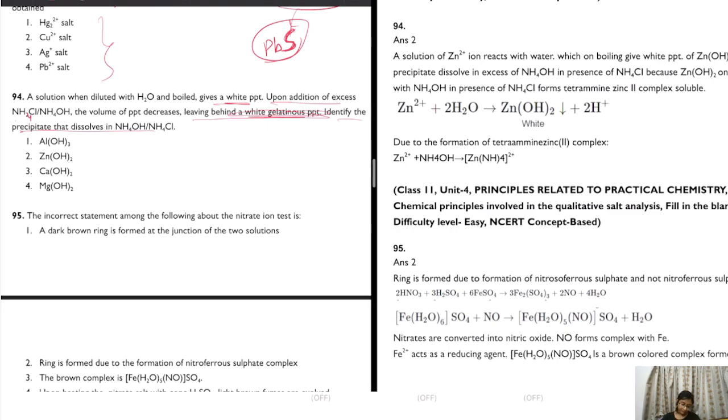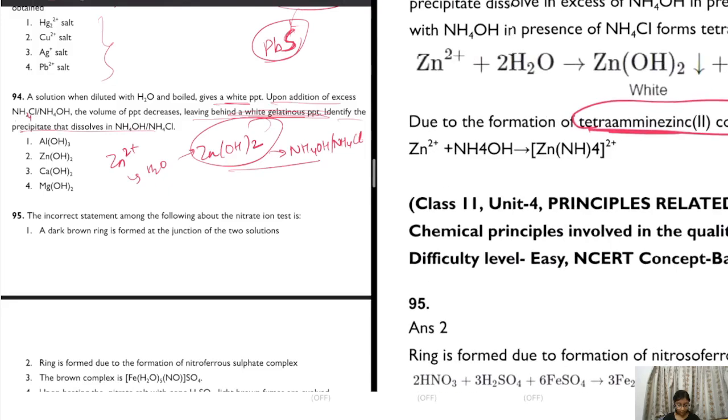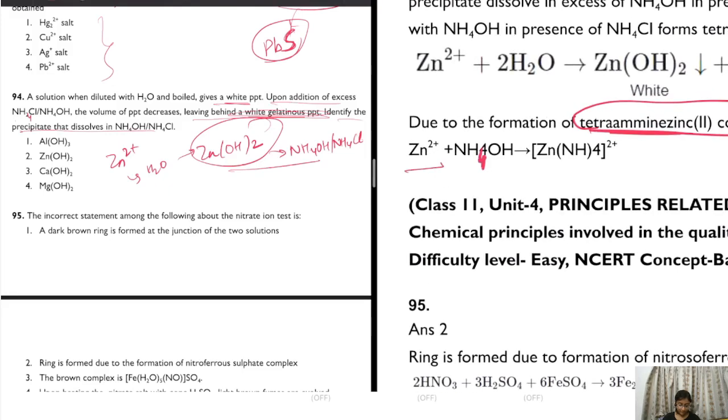See what happens here is zinc ion is there. Whenever it reacts with water, we have a white PPT of Zn(OH)2. Okay? And it will dissolve in excess of NH4OH and NH4Cl. Why? Because we will form a tetraamine zinc complex and the complex would be soluble. So this is Zn2+, this is NH4OH and this is the complex we have. Okay? So this would be our answer.